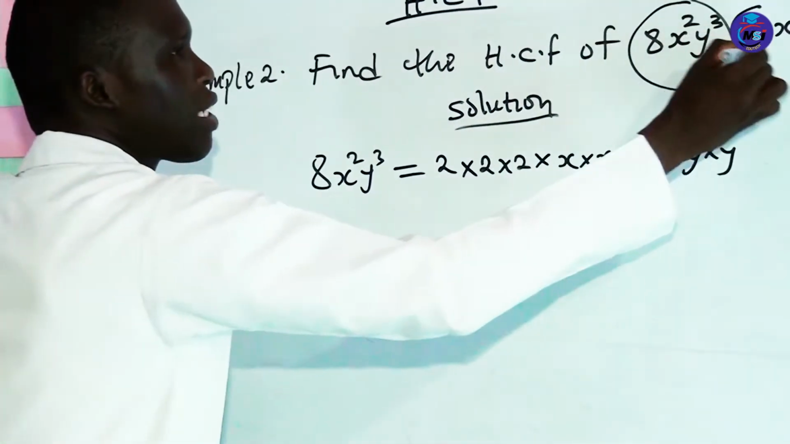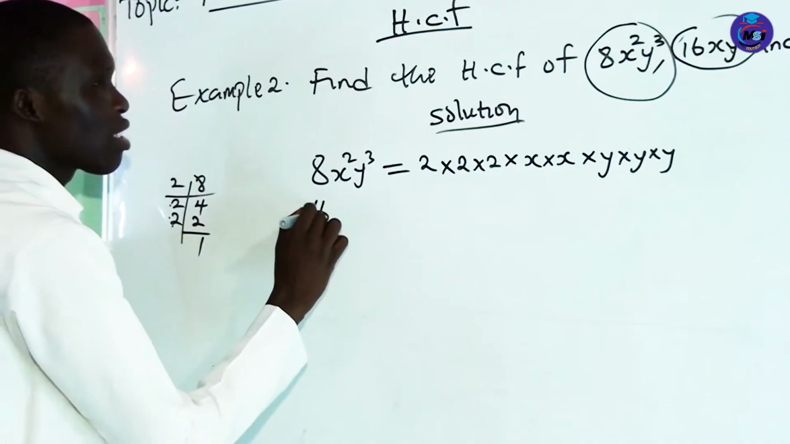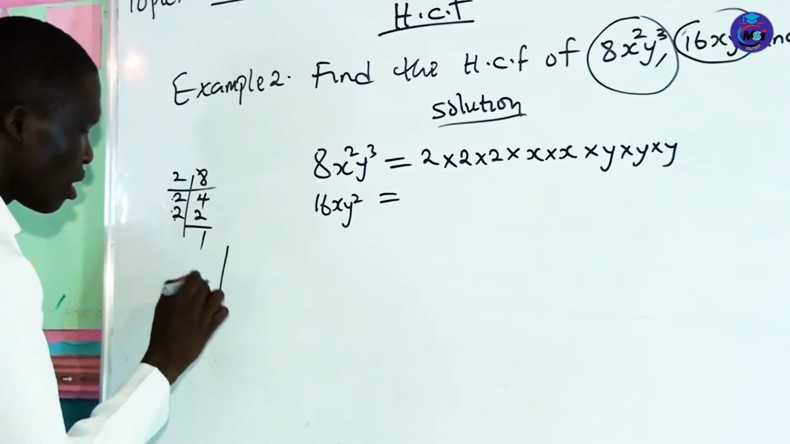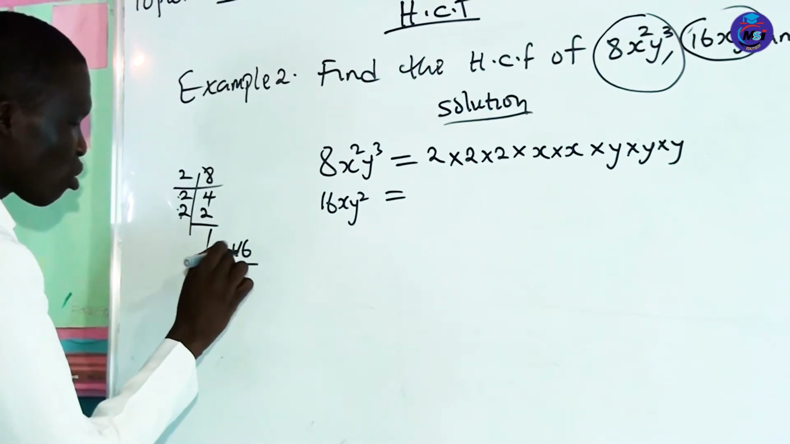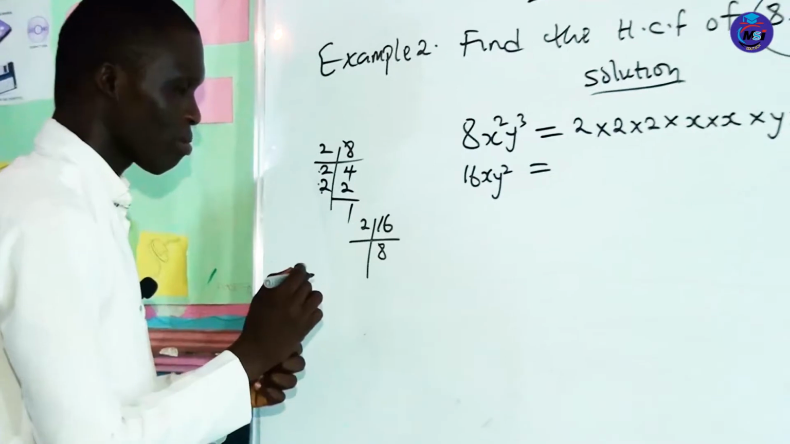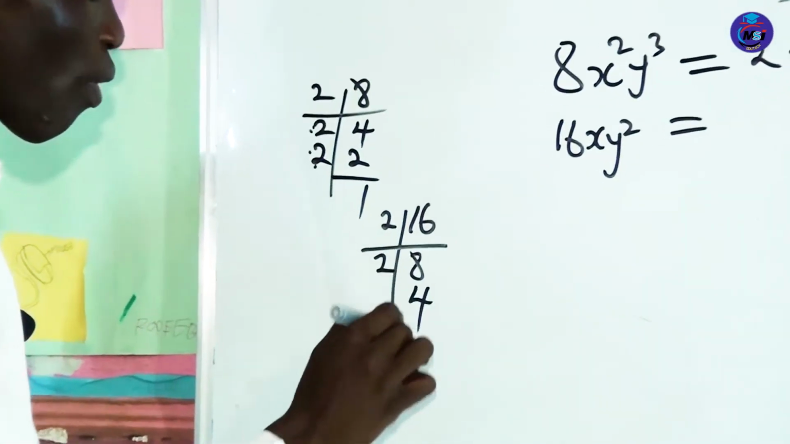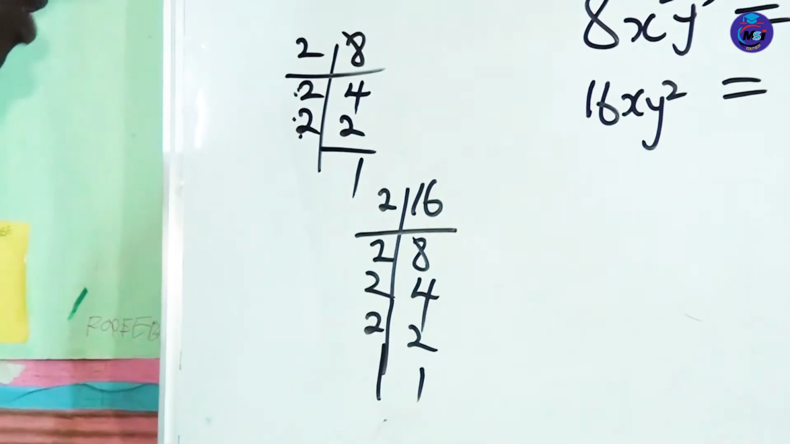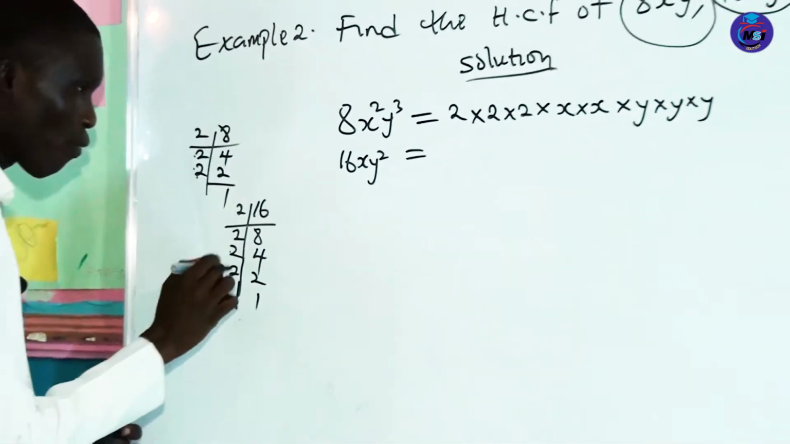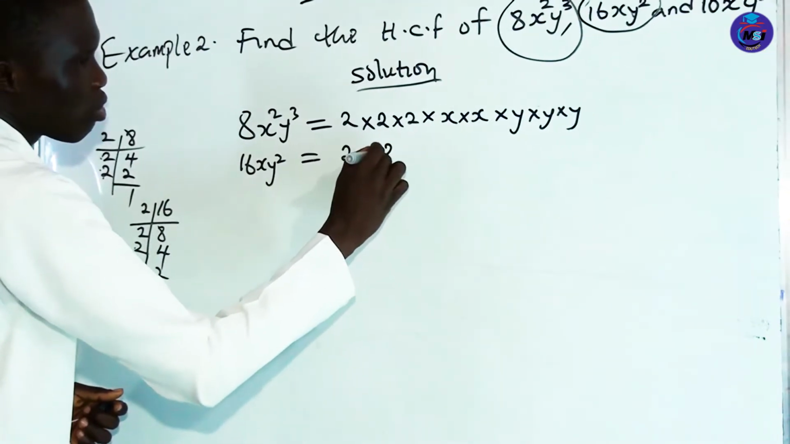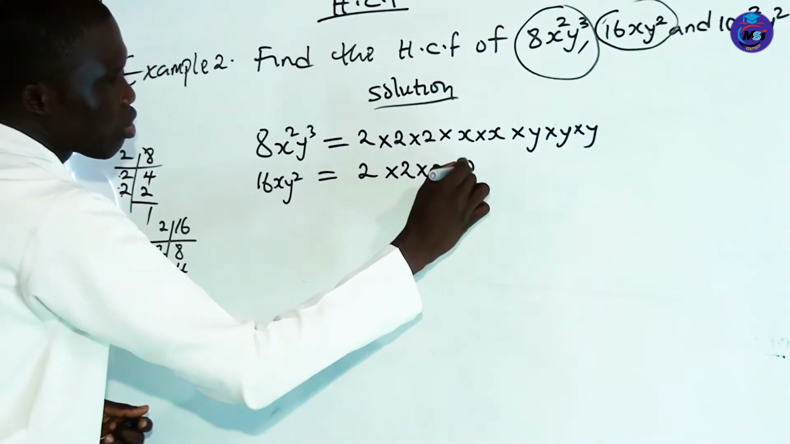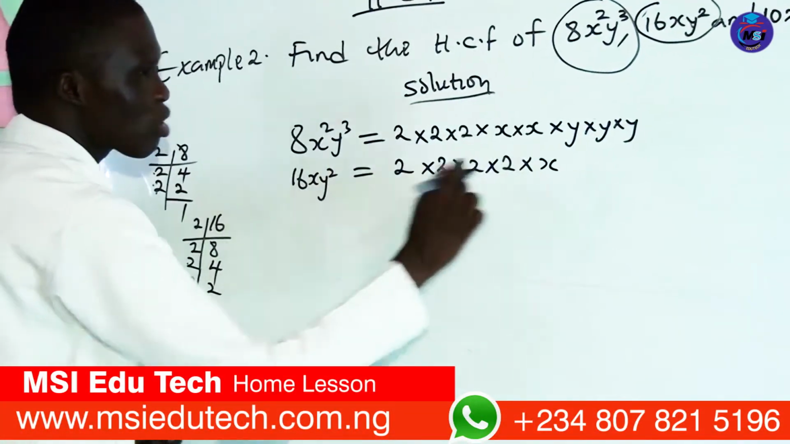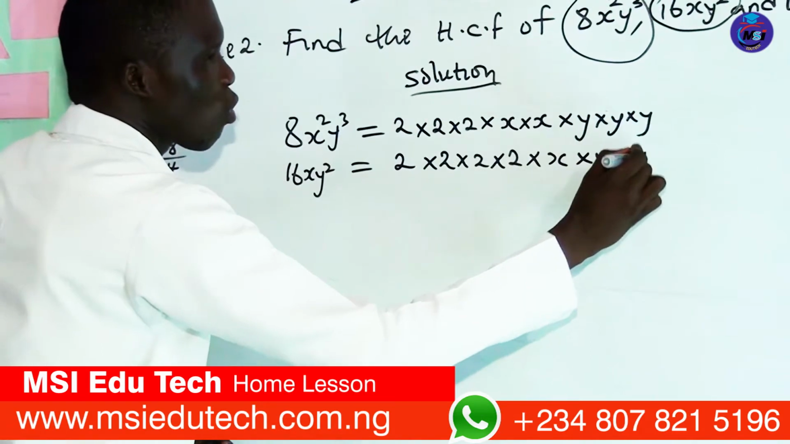Okay, pick this. You have 16xy squared. You can do this also. 16. 2 in 16, 8. 2 in 8, 4. 2 in 4, 2. 2 in 2, 1. So you have 1, 2, 3, 4. 2 times 2 times 2 times 2. x times x, y squared means y times y.